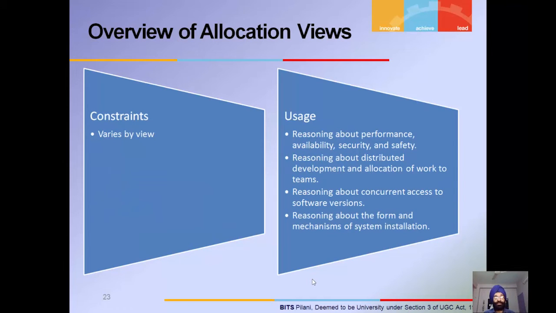Now, there's a variation, and there will be constraints depending on what you're trying to present in allocation. There would be limitations, but still, allocation is a very useful view. It gives you reasoning about performance, availability, security, safety. It has a huge impact on quality attributes.